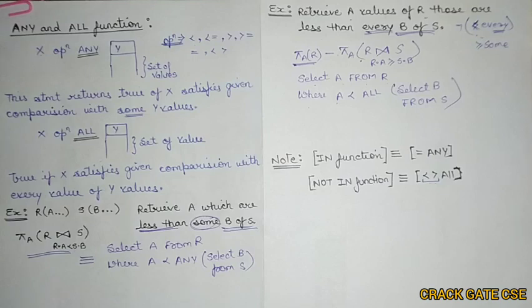They will either give you a SQL query and ask for the equivalent relational algebra query, or they can give you a relational algebra query and ask what the equivalent SQL query is. And there is one more thing: from these particular functions, that is IN, NOT IN, ANY and ALL, the kind of question that can come is that they will give you a particular query and ask how many records are possible as the output of this query. So practice previous year GATE questions.